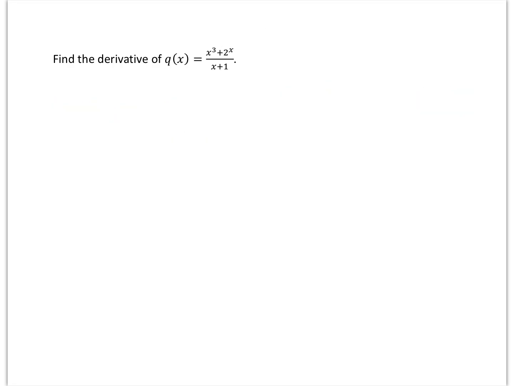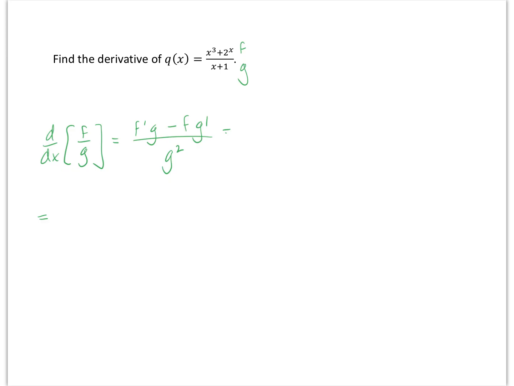Okay, let's practice the quotient rule. So I have q of x, which is x cubed plus 2 to the x over x plus 1. I'm going to call my numerator f and my denominator g. And remember that the derivative of f over g is f prime g minus f g prime over g squared.